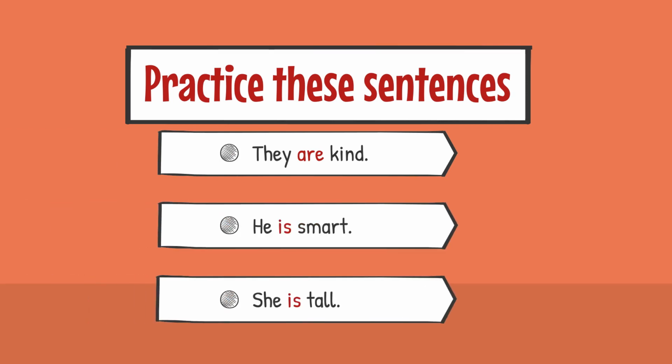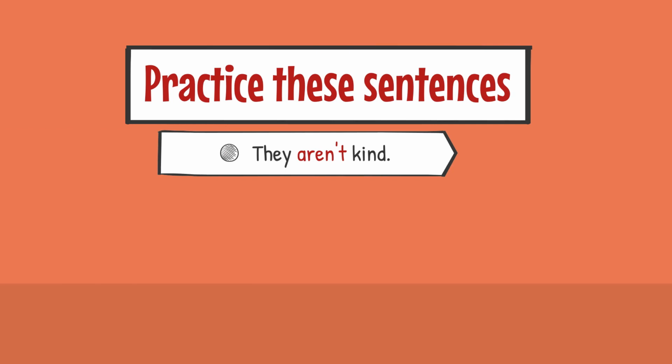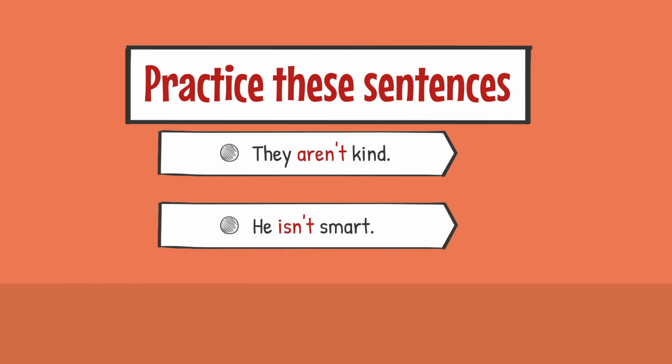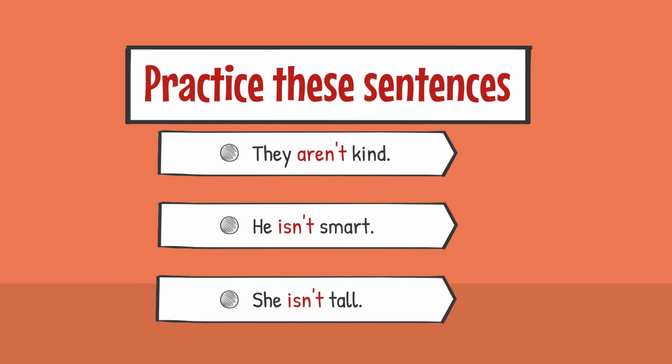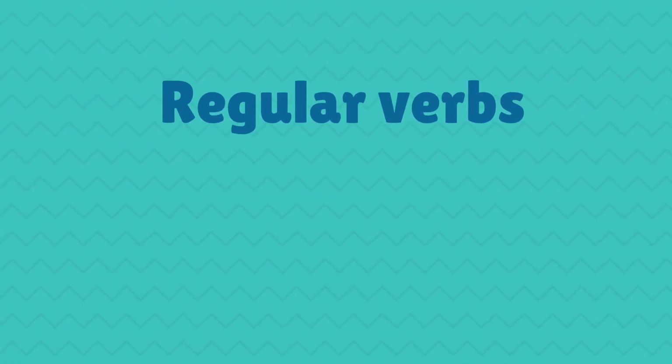He is smart. She is tall. They aren't kind. He isn't smart. She isn't tall. Regular verbs.